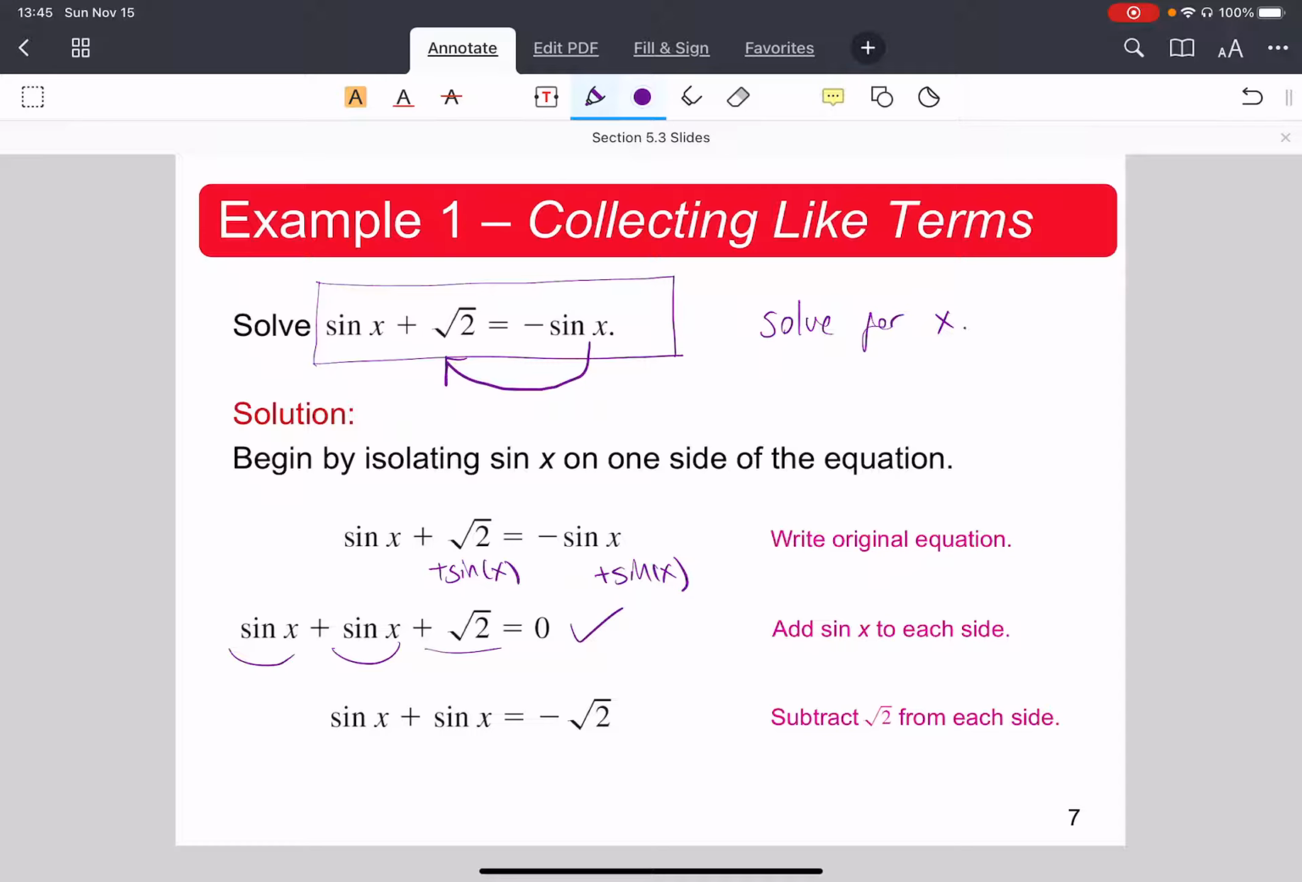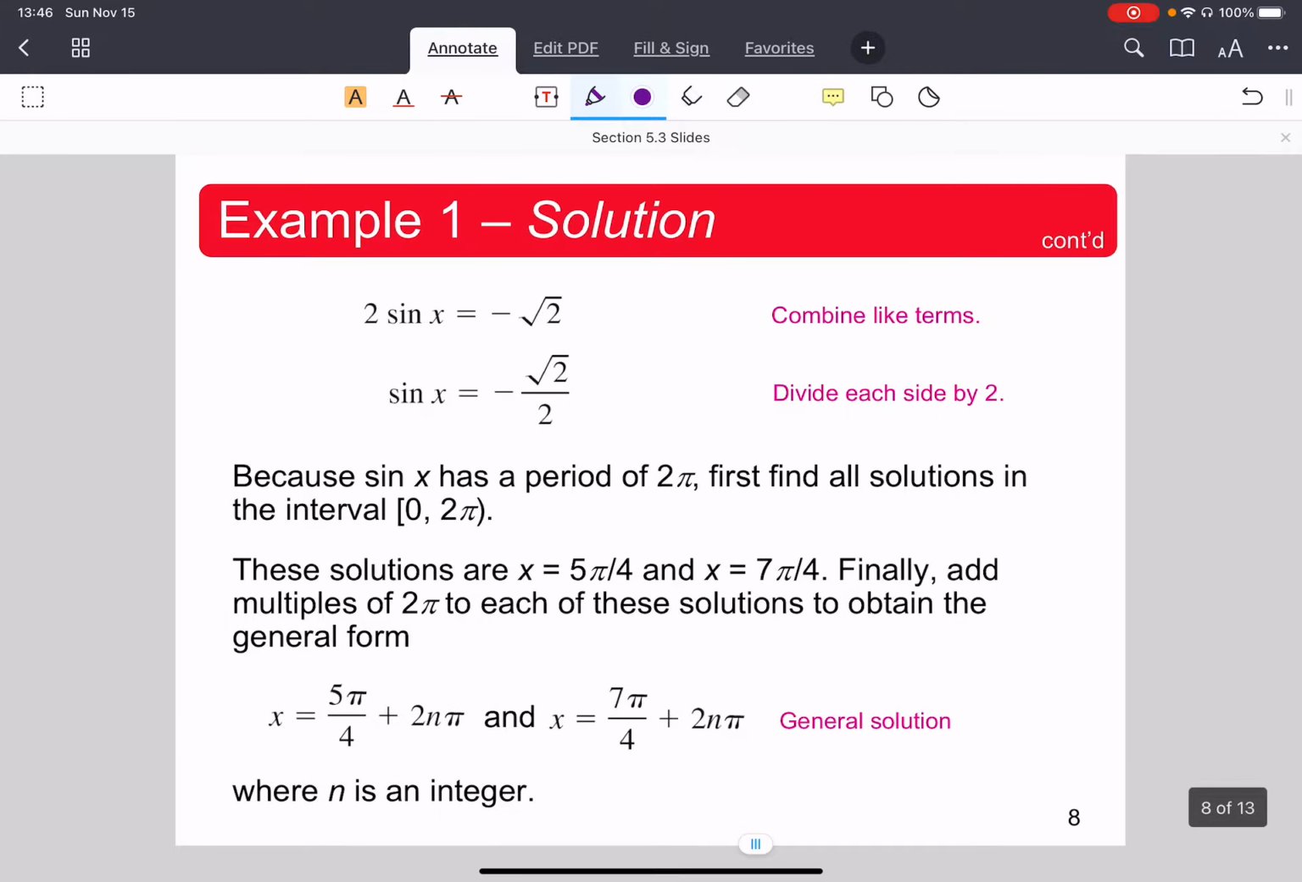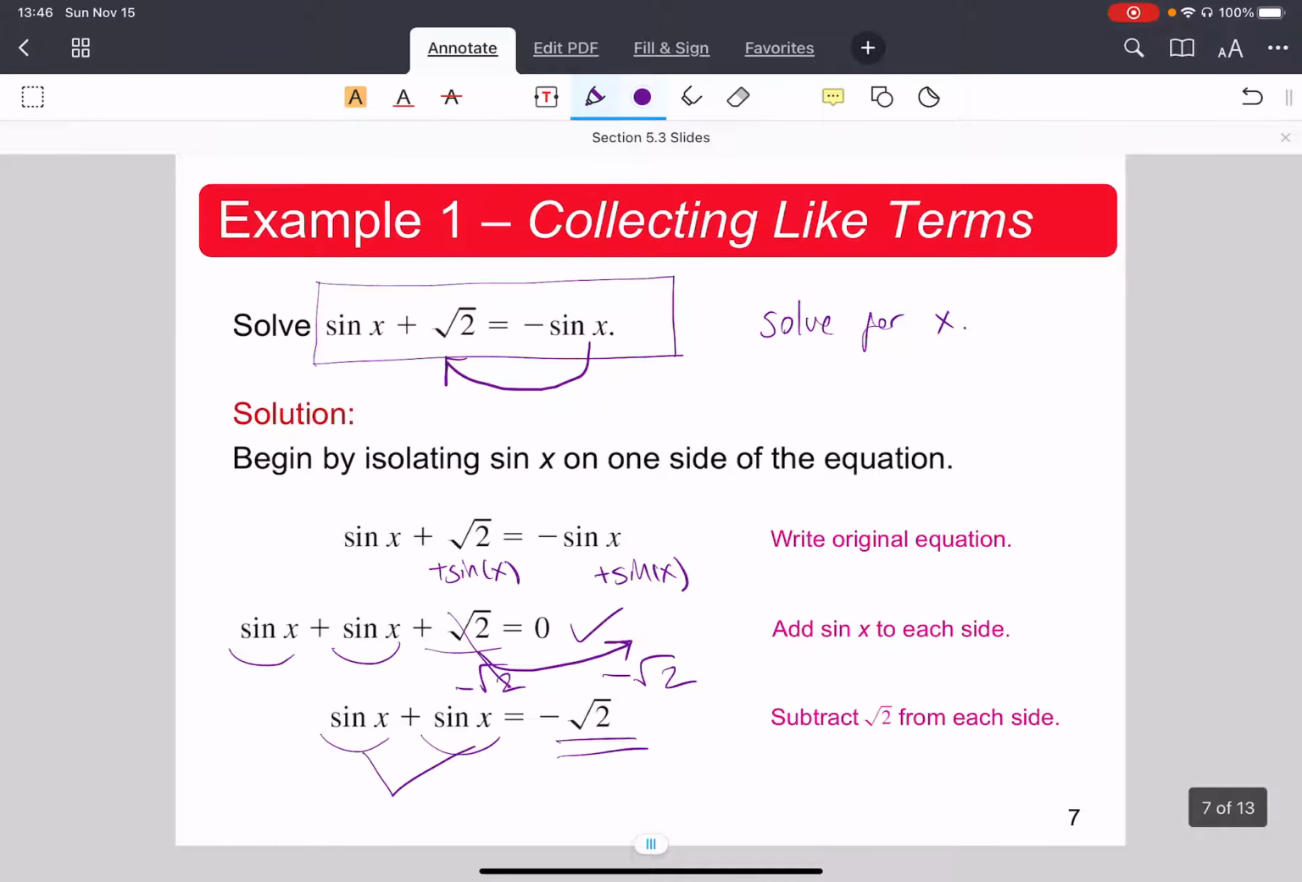Then you're going to isolate the trig function. For that, we need to send root 2 to the right-hand side. So subtract square root of 2 from both sides, and then you'll get sine x plus sine x equals negative square root of 2. So then you combine the like terms, because sine x are like terms.